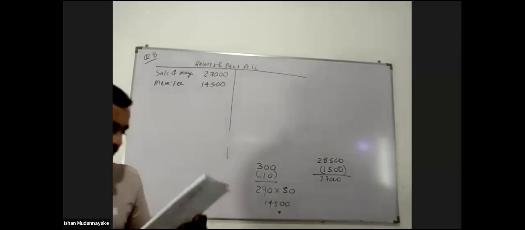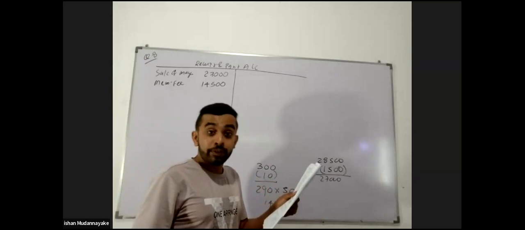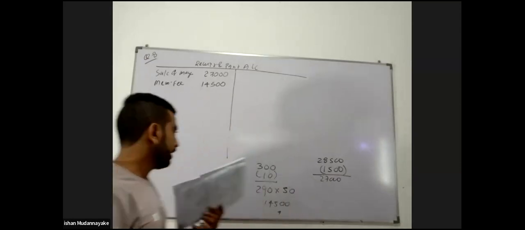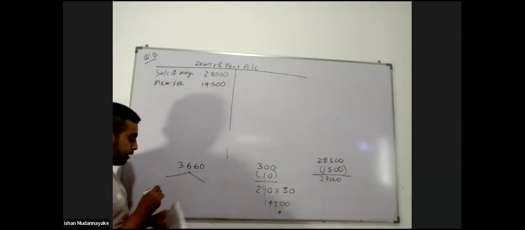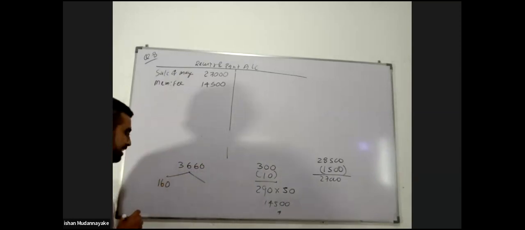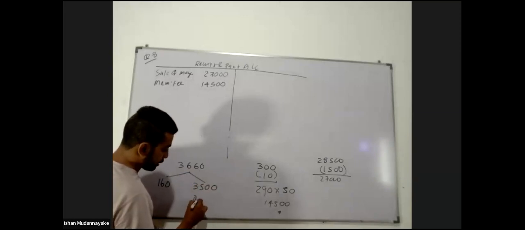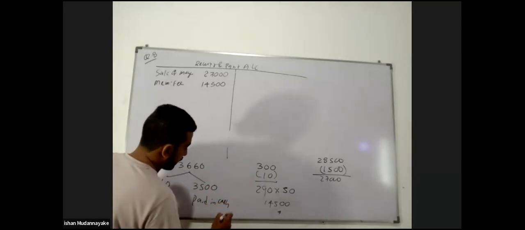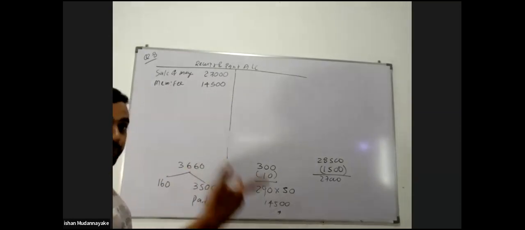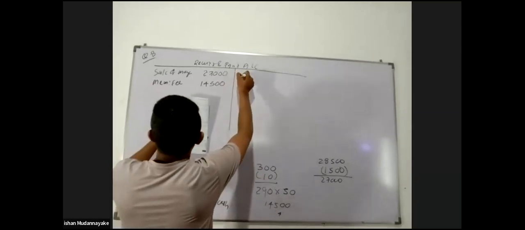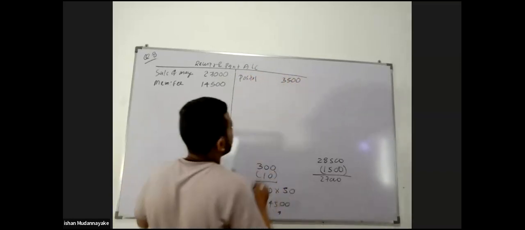Next one, payable postal expenses. Postal expenses recorded in the income statement based on accrual concept are 3,660. But out of this 3,660, 160 is payable. Then 3,660 minus 160 means 3,500 paid in cash. In the cash book we need to record only the cash paid amount. So in the receipt and payment account, credit postal expenses 3,500.